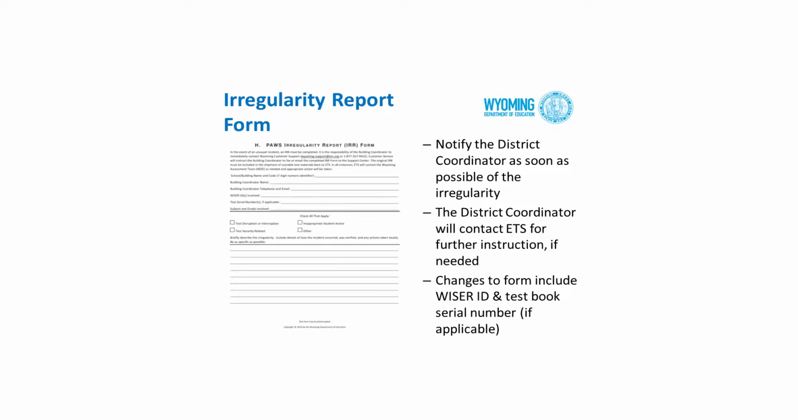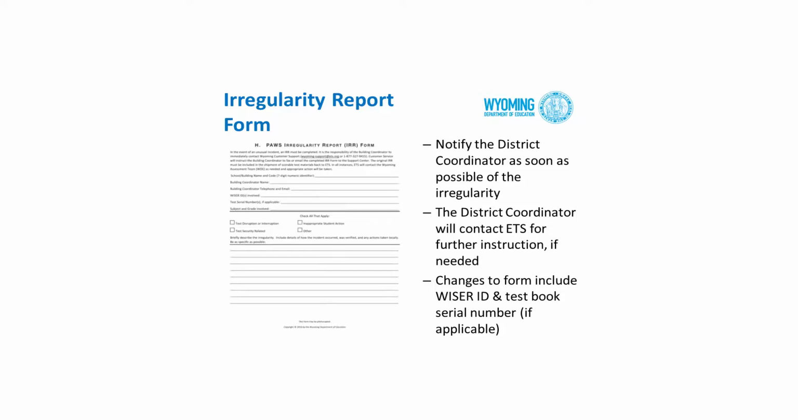So using this form, again, you as the building coordinator should immediately notify your district coordinator. They need to be involved just for your own CYA. Okay? Even if it's just letting them know. Because if we, being ETS, have to also engage, the state's going to want to first make sure, where's the district coordinator in all this.